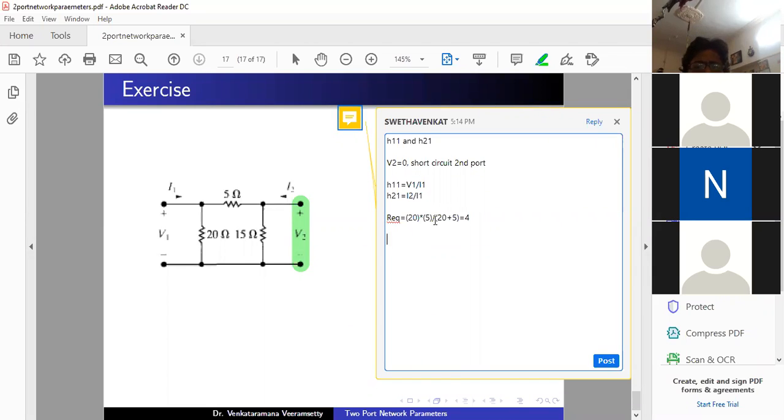Now, once you get the 4 ohms, what is the value of I1? I1 equals voltage divided by total resistance, so I1 equals V1 by 4. After getting I1, what next do we have to calculate? We need to calculate I2, because I have the value of I1 but not the value of I2, if I want to calculate H21. So what is the value of I2?